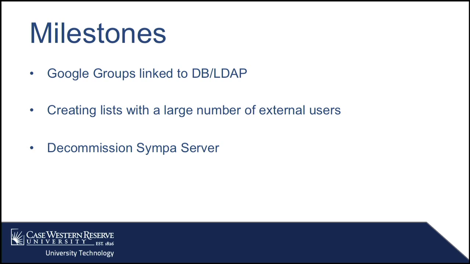Currently, Google Groups does not have the ability to build its subscriber lists based on database and LDAP groups and things like that Simpa did have. So we are working on creating some tools to allow that. There are also a few other things that are a bit problematic with Google Groups, like creating large lists with large numbers of external users. So we're working on some tools to help with that as well. And finally, once all the bases are covered and we've got everybody moved over, we will begin the decommissioning of the old Simpa server.